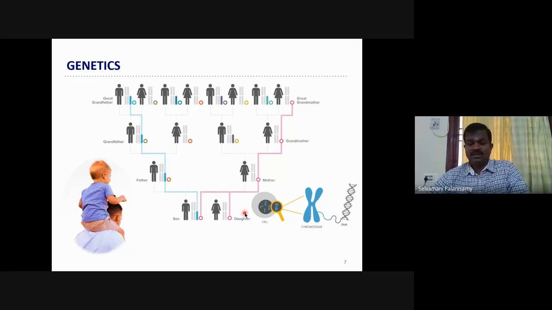How it is getting transmitted is through genetic reasons, or the cells which contain chromosomes, and these chromosomes contain information in the form of DNA, and the DNA makes us all these things. So the DNA forms the basis of everything, that transmission of characteristics.